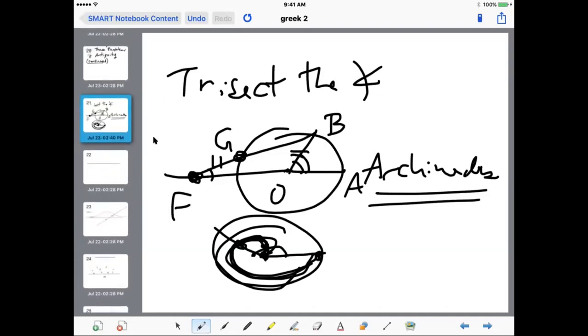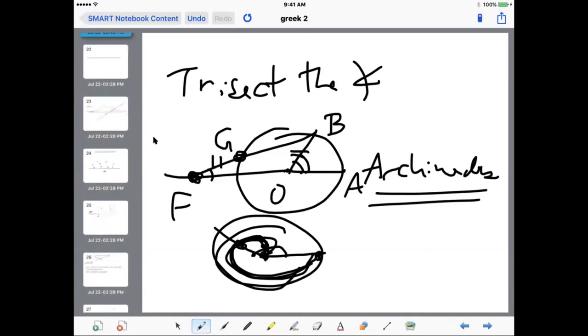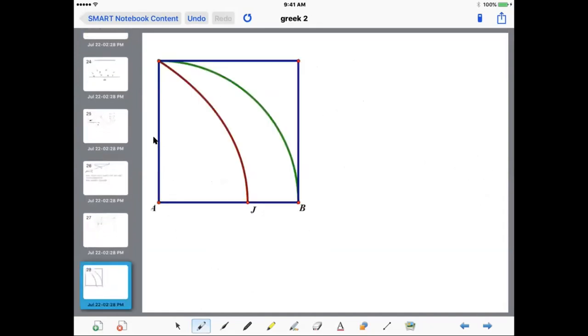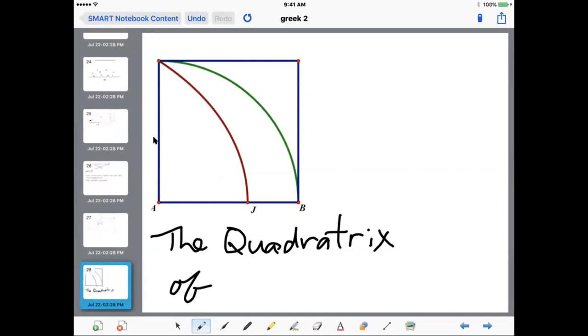The next curve I want to introduce you to is called the Quadratrix of Hippias.